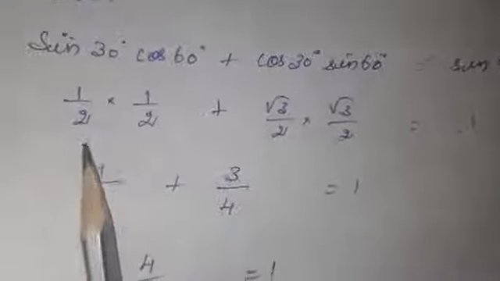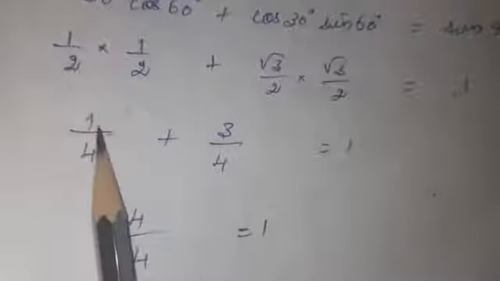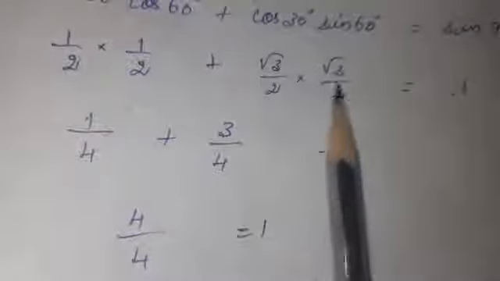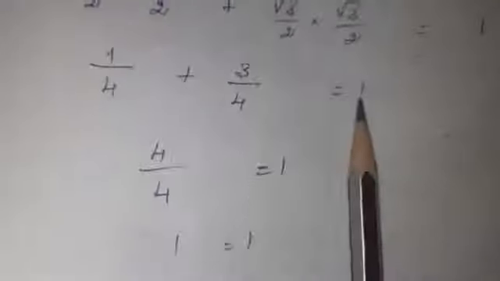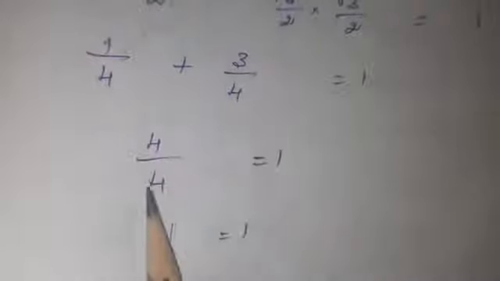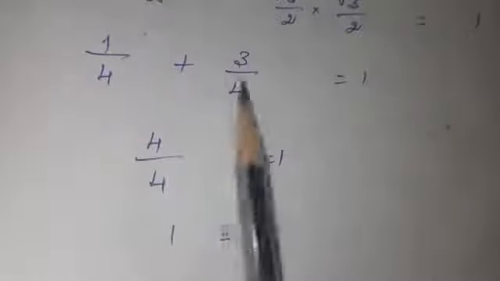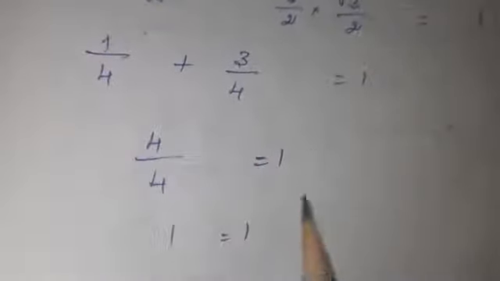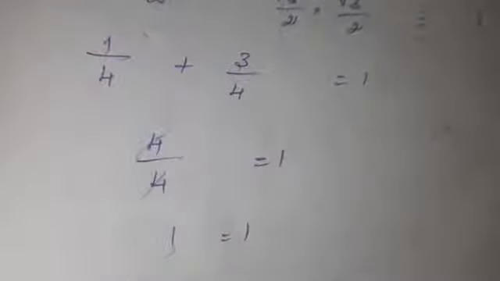Now you should simplify this one. Here 1 by 2 into 1 by 2. In the numerator you multiply 1 into 1 is 1, 2 into 2 is 4, plus likewise you should multiply root 3 into root 3 is 3 divided by 2 into 2 is 4. When you see here, the denominator is the same, so 4 you should write, that is 1 time. In the numerator directly we can add 1 plus 3 is 4 because the denominator has the same number. 4 by 4 is equal to 1. Cancel this one, 4 gets cancelled, you will get the answer as 1. Both answers are equal.